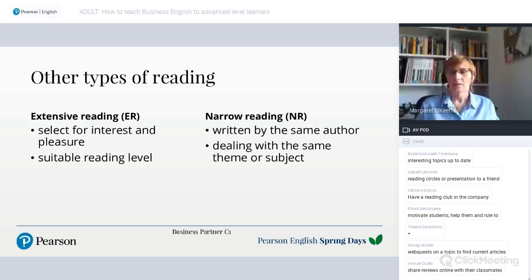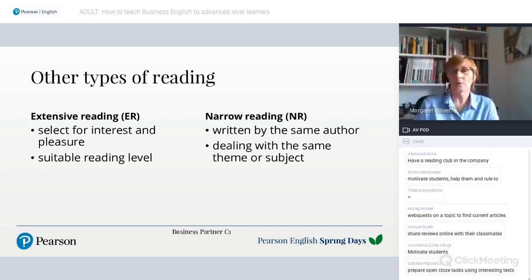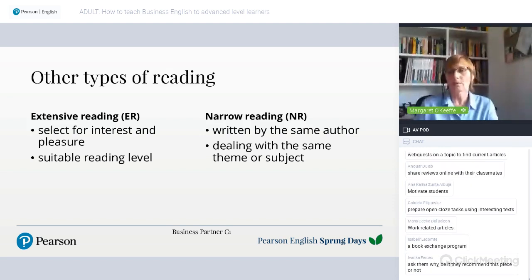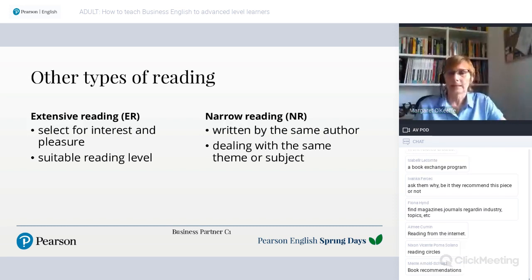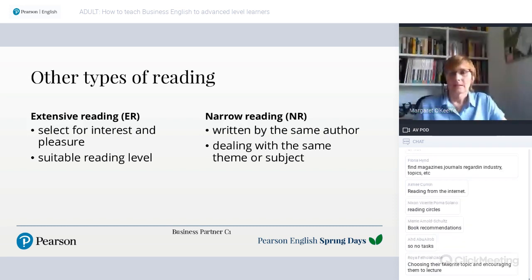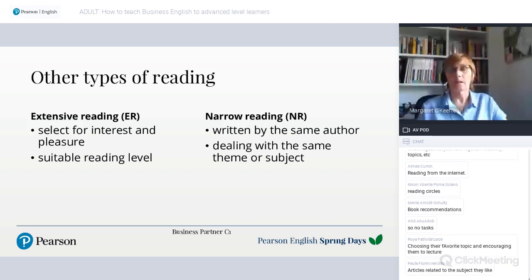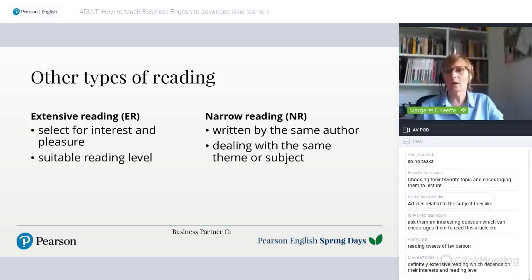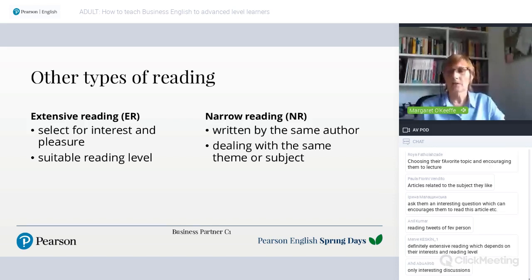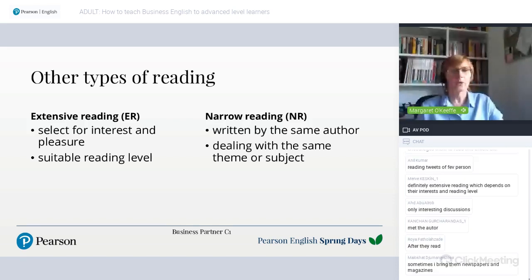Yes, and we provide a model of ourselves as good readers. We provide a model of being a good reader and talking about something you're reading, for instance, and recommending it. Yes, and obviously it might not be just novels. Obviously, it's also journals. It's also longer articles, online materials. Yes, absolutely. Extensive reading depends very much on their interests.